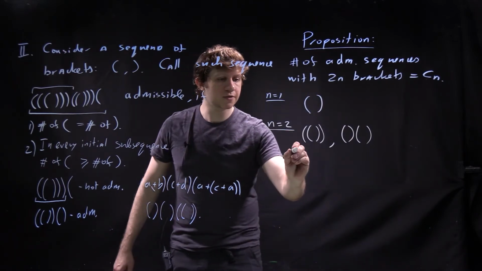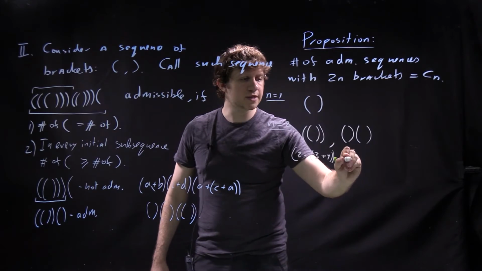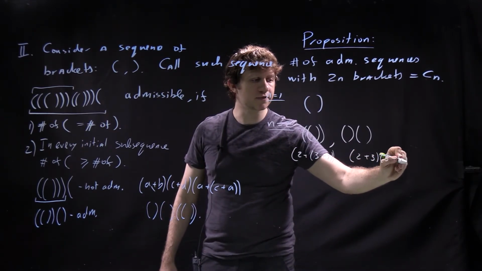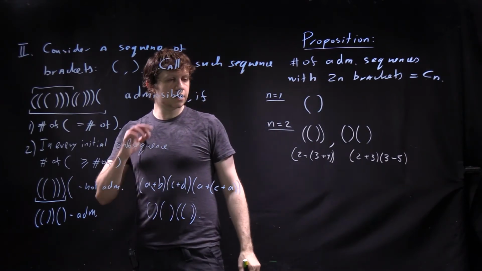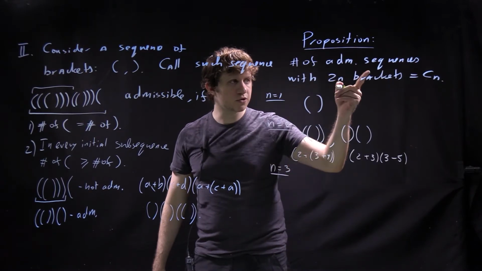So this is something like 2 plus bracket 3 plus 4, and this is something like 2 plus 3 bracket 3 minus 5, I don't know. For n equal to 3, there are more patterns, and if the theorem is true, there should be 5.